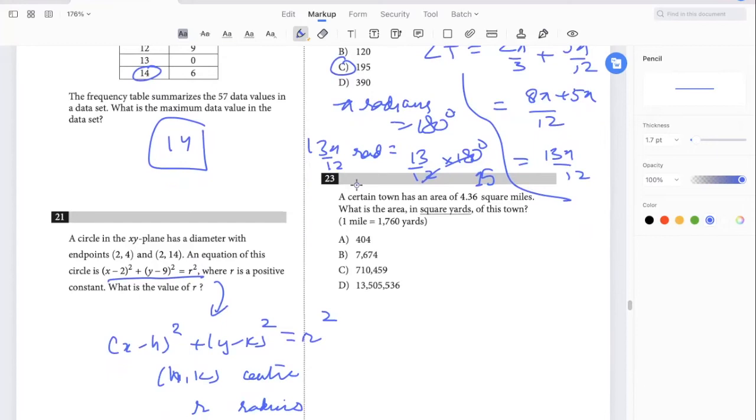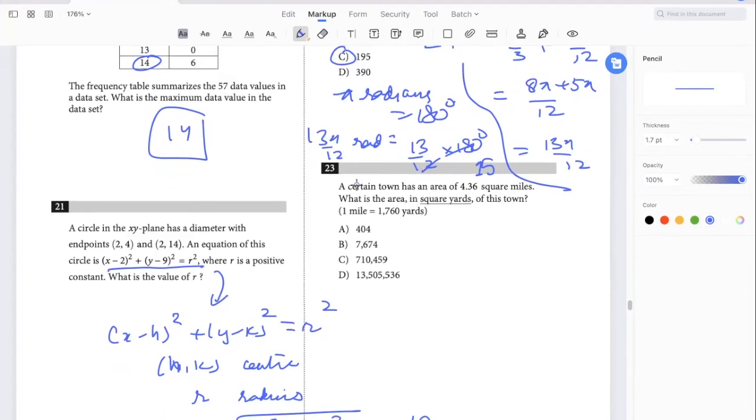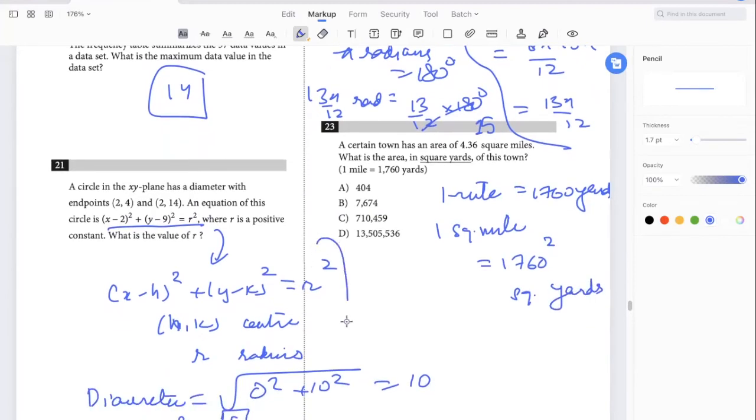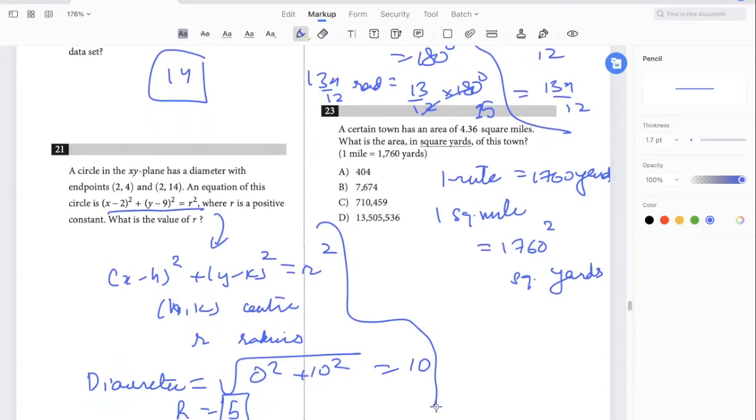A certain town has an area of 4.36 square miles. What is the area in square yards of this town? Okay, 1 mile is 1760 yards. So 1 square mile would be 1760 square yards, right? So that's the conversion between square miles and square yards. So 4.36 square miles would be 4.36 into 1760 square yards. So we just have to plug that into the calculator.